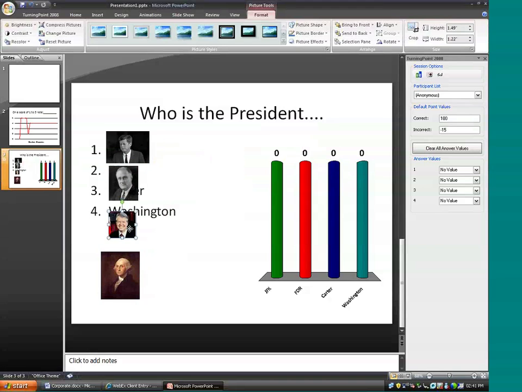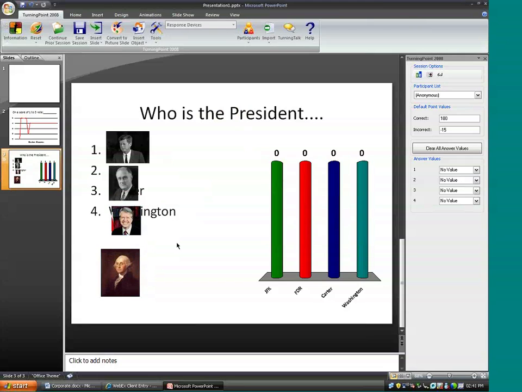Okay, so now these are the order that they are answer choices, and I can actually arrange these any way I want. So if I wanted to scatter them all over this page, that's completely fine. There's no problem with that. Now I need to actually make these pictures answer choices. To do this, by holding down my Shift key, I'm going to go ahead and click on each picture in the order that I want them to be answer choices. So holding down the Shift key, I'm going to click on JFK first, then FDR, then Carter, and then Washington.